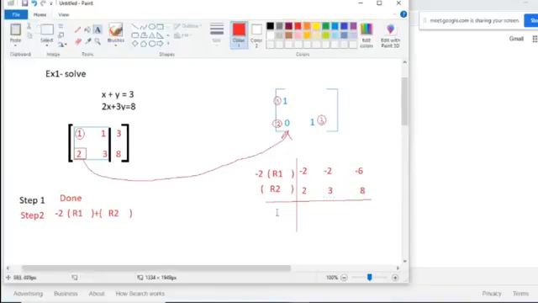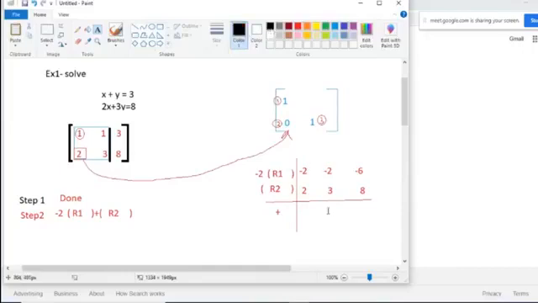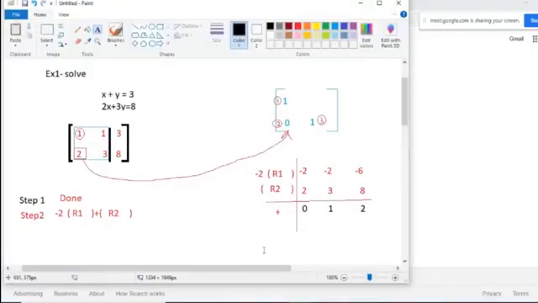After that, add them together. Add those numbers together and give me the answer. 0, negative 1. 2 plus negative 2, it will give me 0. Negative 2 plus 3, it will give me positive 1. Negative 6 plus 8, it will give me how much? 2. It will give me only 2. You're right. And then it will become like this.